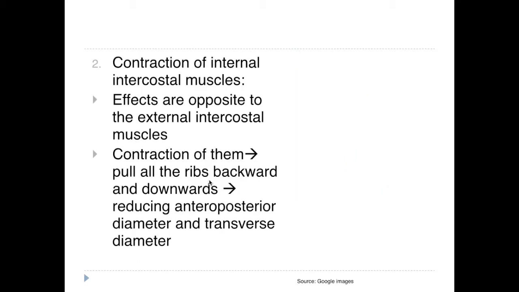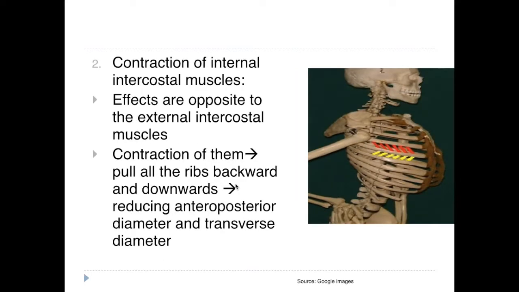Now second is the role of internal intercostal muscle. Their contraction effects are opposite to that of external intercostal muscle. This is the internal intercostal muscle. This is because of the direction of the muscle fibers, which slope downward and backward. As we have discussed, external intercostal muscle fibers slope forward and downward. Here, they are backward and downward.